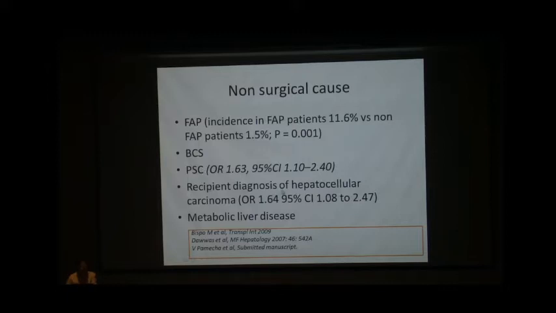Recipient diagnosis of hepatocellular carcinoma, those patients usually have low MELD and the coagulation status is more on the normal or hypercoagulable side. They are also associated with HAT. Metabolic liver disease along with FAP, tyrosinemia and other metabolic diseases like citrullinemia are also associated with hypercoagulability. So more or less in these patients, hypercoagulability is the cause of the high risk for HAT.